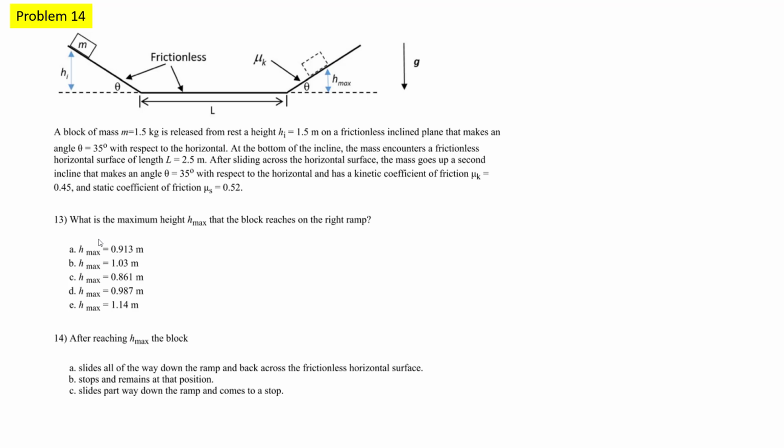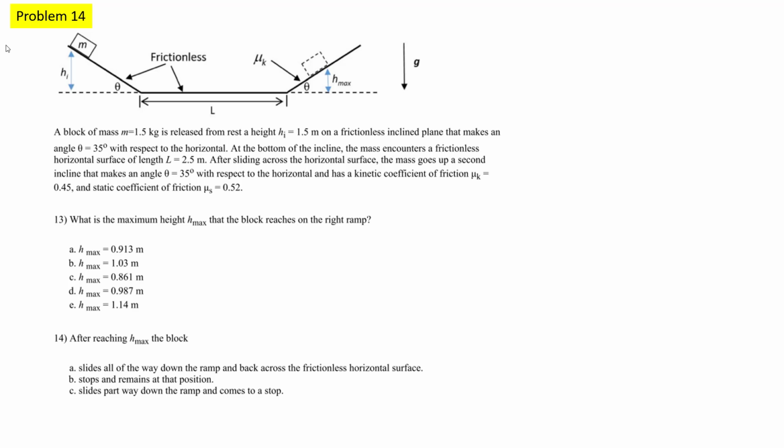Problem 14 says a block of mass m, 1.5 kilograms, is released from rest from a height of 1.5 meters on a frictionless inclined plane that makes an angle of 35 degrees with respect to the horizontal. At the bottom of the incline, it encounters a frictionless horizontal surface that has a length of 2.5 meters. After sliding across the horizontal surface, the mass goes up a second incline that also makes an angle of 35 degrees with respect to the horizontal, except this second incline has a kinetic coefficient of friction, mu k, of 0.45. It also has a static coefficient of 0.52.